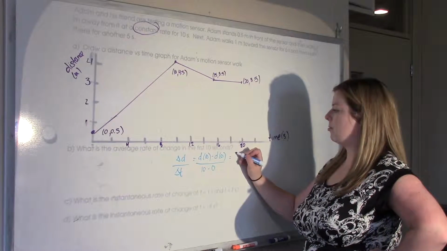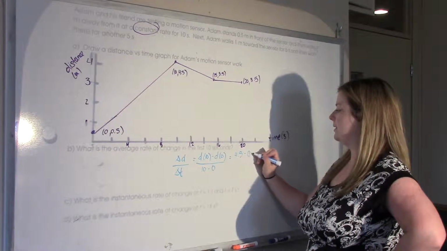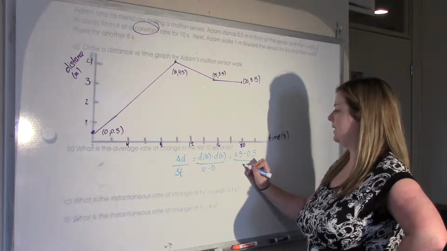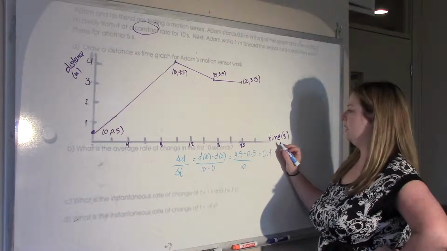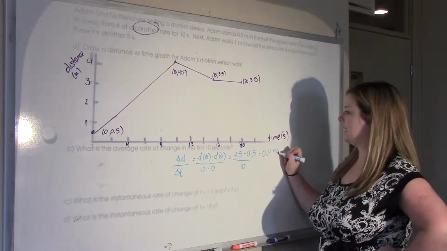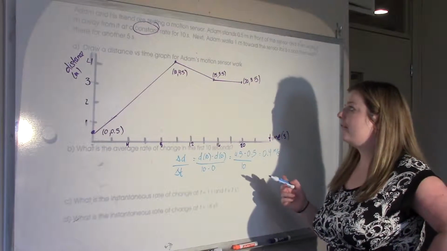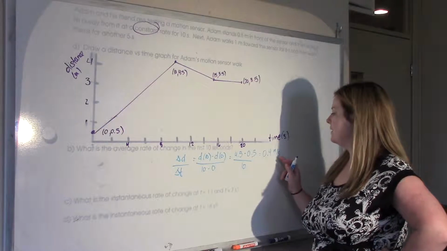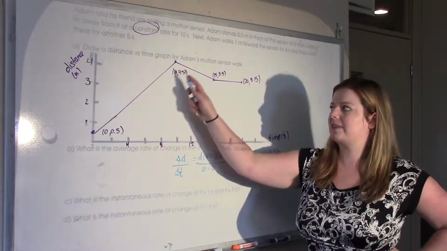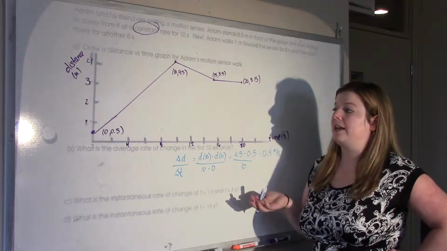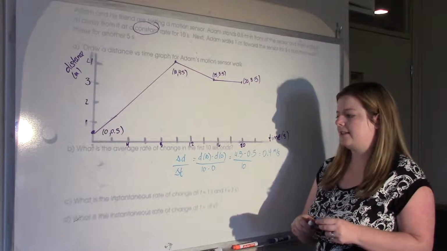So we have 4.5 minus 0.5 divided by 10. So 4 over 10 is 0.4 meters per second. So the average rate of change is that for every second he is increasing 0.4 meters. So that is the slope of this line. It's also his speed, his average speed for the first 10 seconds.